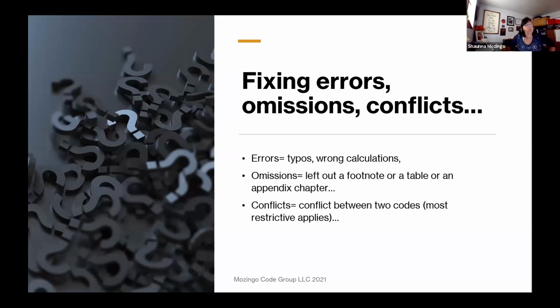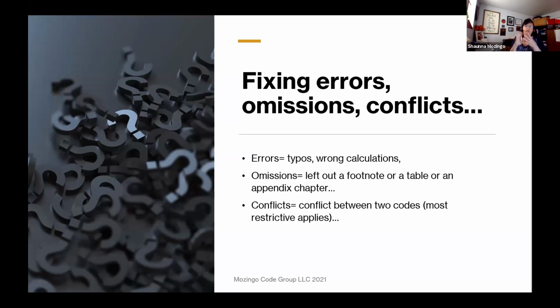We also amend the code to fix errors, omissions, conflicts. So maybe there's some typos in there. I remember in the 2009 code, in the first printing, there's a table, I think it's for commercial windows or something, where it said if you're less than or equal to this, it's this requirement. If you're greater than or equal to this, it's this requirement. And they put the greater than sign next to both of them.